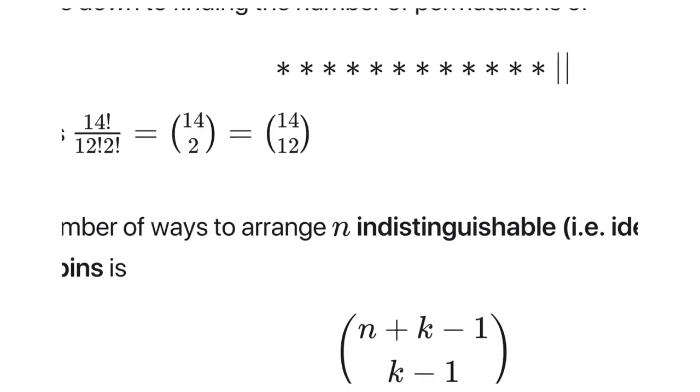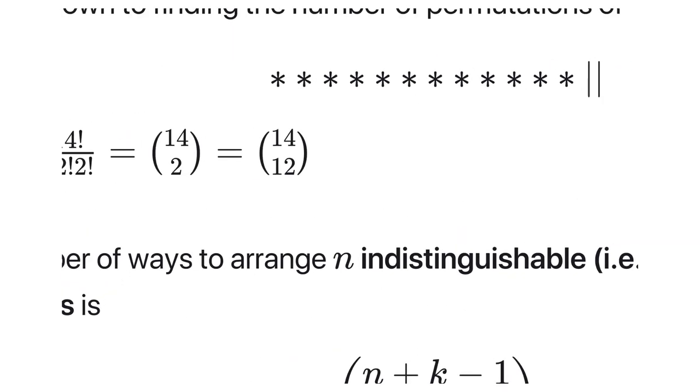You can think of this as being, well, I have 14 characters, choose 2 of them to be stars. The remaining will all be bars. Or sorry, choose 2 of them to be bars, the remaining will all be stars. Right? Or equivalently, I have 14 characters, choose 12 of them to be stars, the remaining will all be bars. Is that clear?